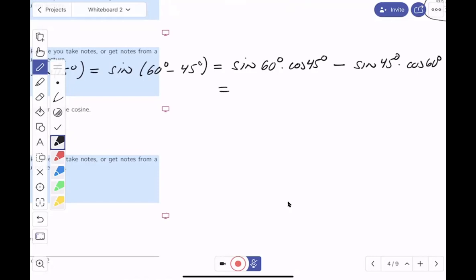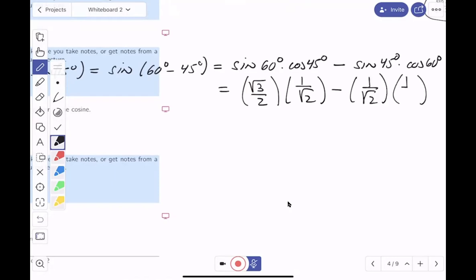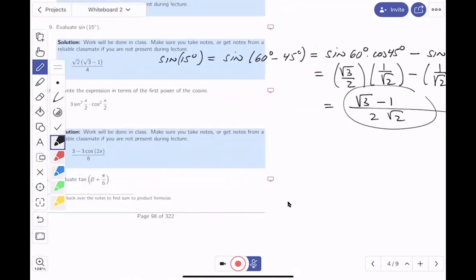Sine of 60 degrees is root 3 over 2. The cosine of 45 degrees is 1 over root 2. Minus the sine of 45 degrees is 1 over root 2. And the cosine of 60 is going to be 1/2. Common denominator is 2 root 2. Numerator is root 3 minus 1. Look at the answer. And what do you see? Oh, I got a different answer.